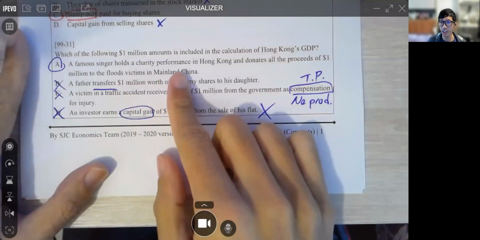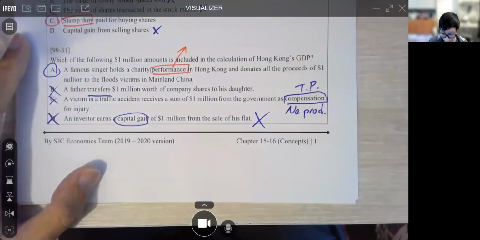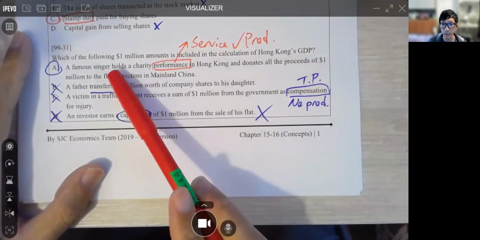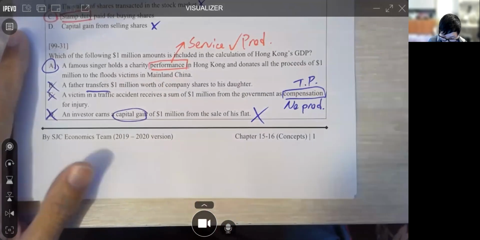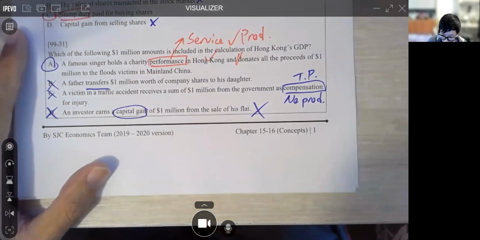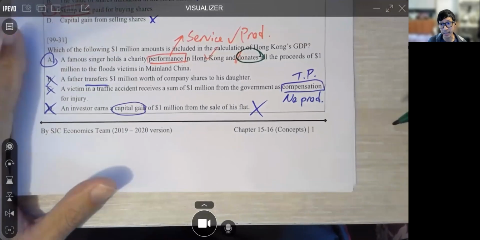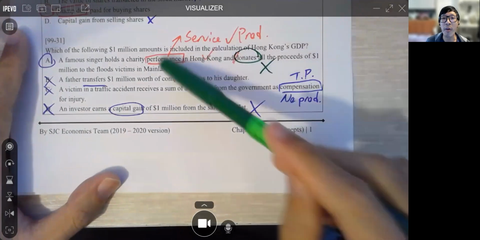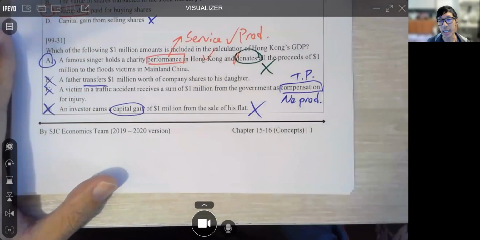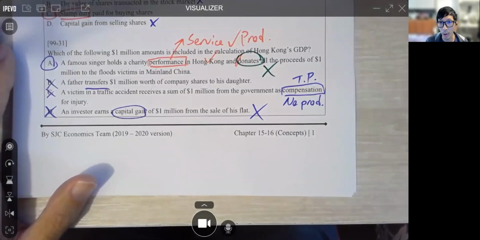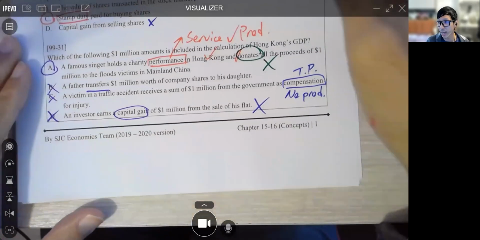A famous singer holds a charity performance. 大家見到啦 performance this word, what does that mean? It means that there is a service，表演啊嘛，係咪？There is a service, so there is production. In Hong Kong and donates all the proceeds to the victim of...嗱，小心啲，呢句其實出得好差㗎。The performance this part is counted in GDP, but the later part donation，大家唔知記唔記得啦？Donation does that count in GDP? No，所以其實應該要分兩 part 㗎，呢條出得好差㗎。The part that counts is the first part. Second part should not be counted in GDP. OK 嗱，都係嗰句啦。That's why I always ask you to not attempt the CE questions on your own. It is very dangerous. 真係出得好差下㗎。好，next question.